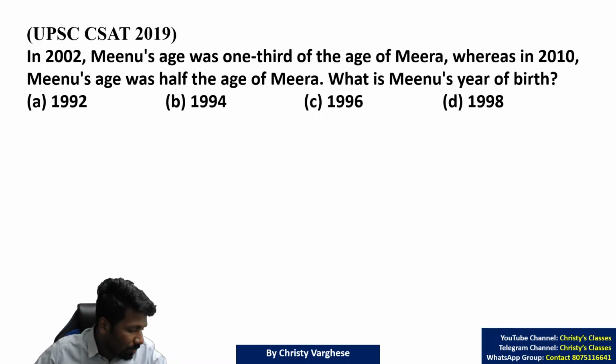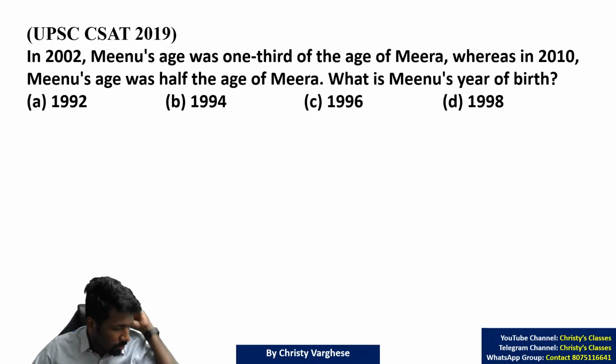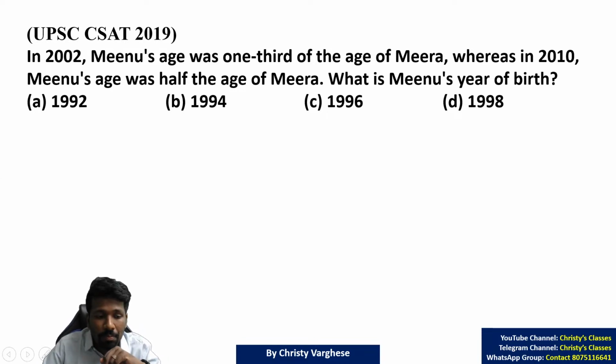First, I will explain the meaning of the question. By that time, try to complete the question solution, those of you who are trying the question. In 2002, Meenu's age was 1/3 of Meera's age. These kinds of statements, first you should process properly, because some people have difficulty in processing these sentences.